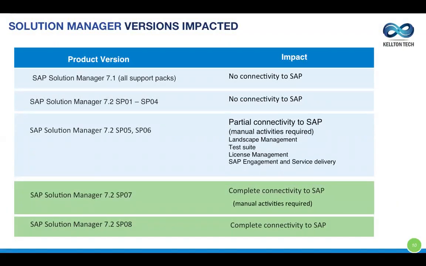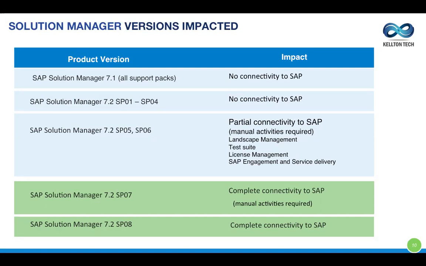So what exactly am I talking about, right? The Solution Manager versions. All I know is Solution Manager 7, support pack stack 8 is where I want to be. If I am on Solution Manager 7.1, any support pack, may it be latest. If you're on 7.0, I don't know if anyone is on 7.0, but if at all, for some reason you are on 7.0, definitely that's out of the game. 7.1, no connectivity to SAP.